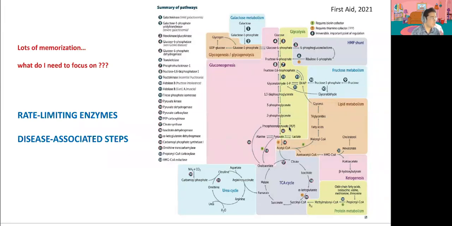Because at the end of the day, when you're going through this, you want to make sure you have those rate limiting enzymes down more so than just knowing the entire pathway front and back. Obviously, there are factors that you do need to know very well, such as your glycolysis, TCA, and ETC very well, as well as gluconeogenesis. But every other pathway after this is going to be relatively more focused in on those rate limiting enzymes because the clinical applications start tailoring off, right?